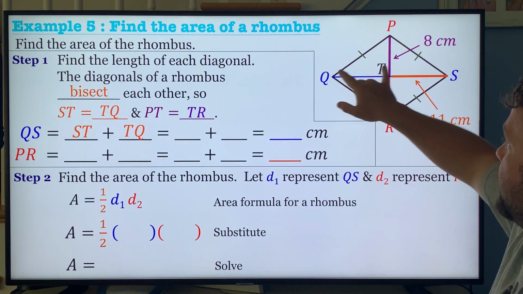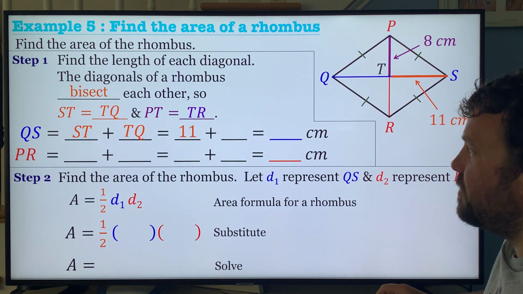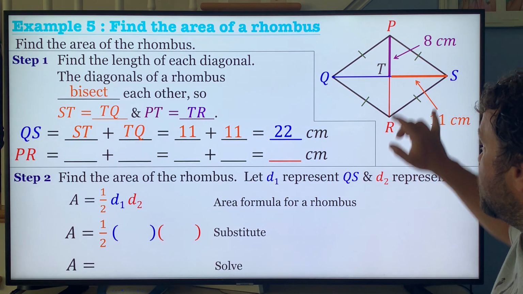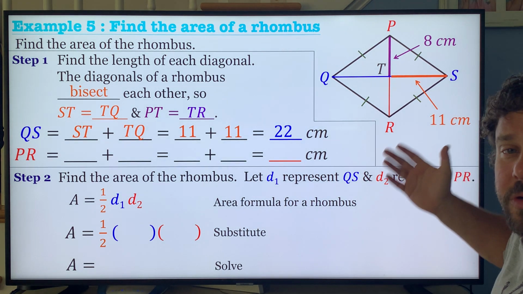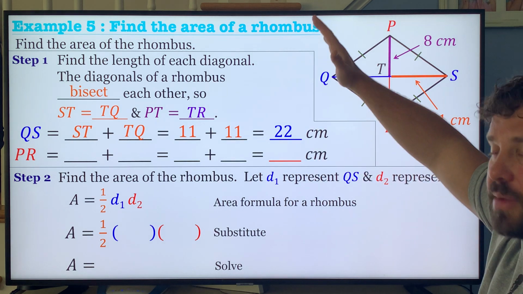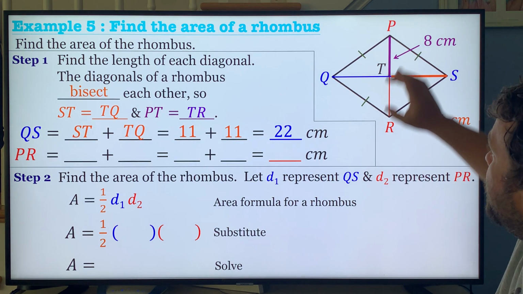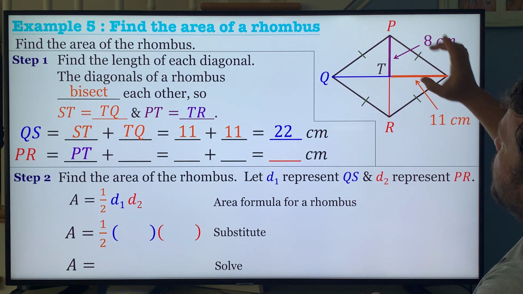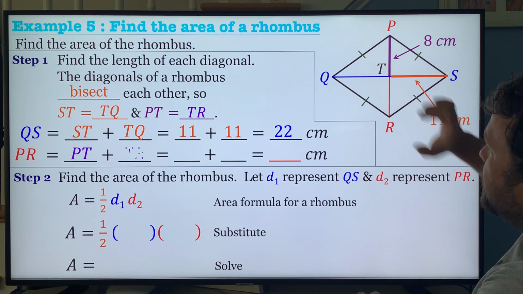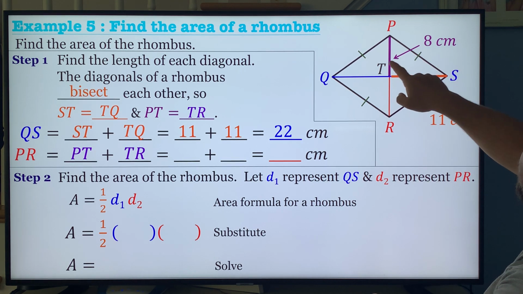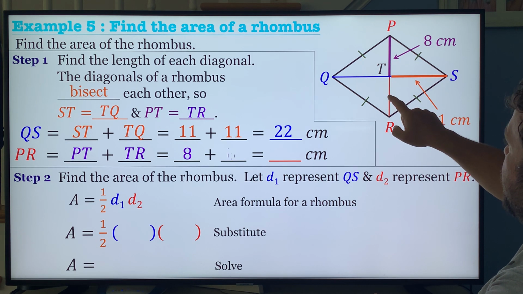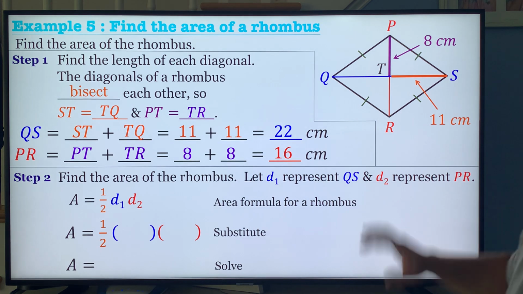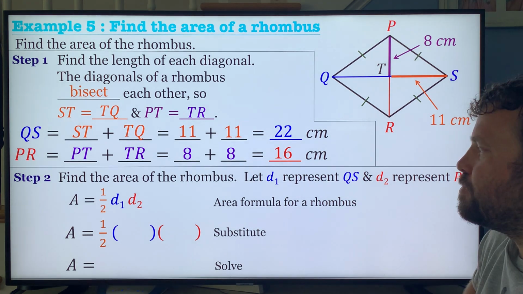And they both happen to equal what numbers? 11 and 11. 11 plus 11 is 22. Could you just multiply this by 2 and be done with it? Of course you can, but this is the mathematical way to do it. PR is obviously going to be PT plus TR, right? If this is 8, this is also 8. 8 plus 8 is 16. Once again, 8 times 2 is 16.